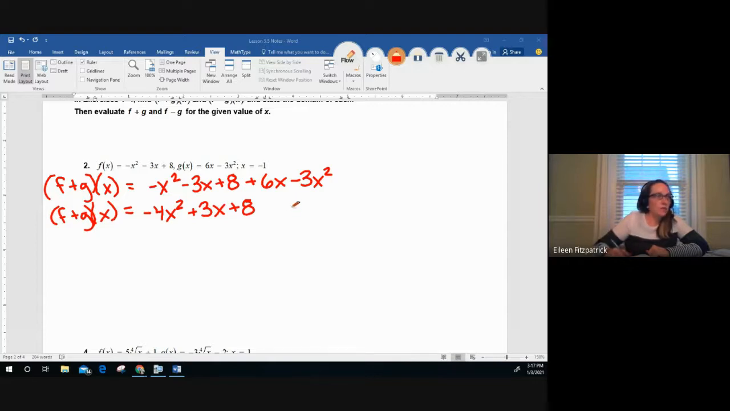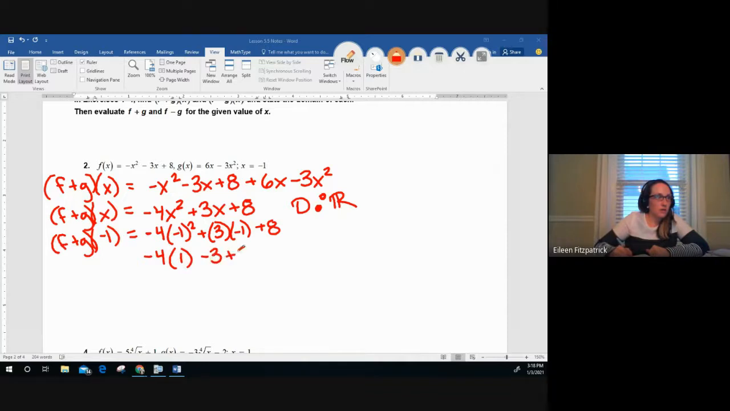Okay? And your domain for this problem, look at the original. You can square any number. You can multiply any number by 3. You can multiply any number by 6. You can square any number, so it's all real numbers. All right? Now for f plus g of -1. You have -4 times -1 squared plus 3 times -1 plus 8. So you have -4 times 1 minus 3 plus 8. So you have -4 minus 3 plus 8. -7 plus 8. It's a positive 1.